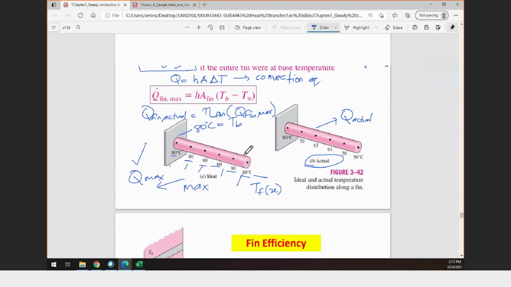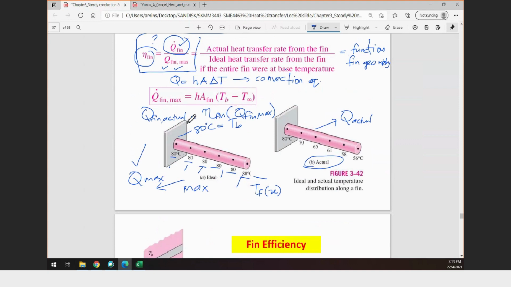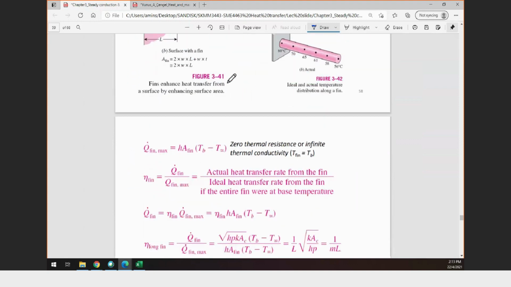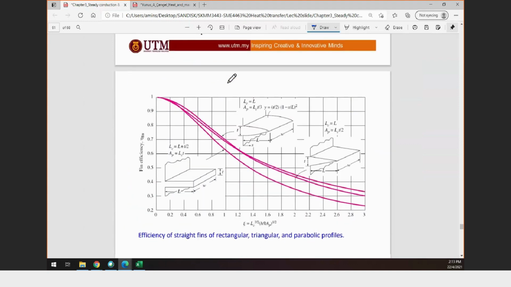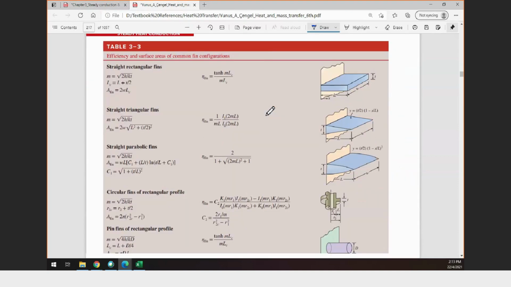So how to find the fin efficiency? How to find the fin efficiency? I think in your textbook, there is some table.